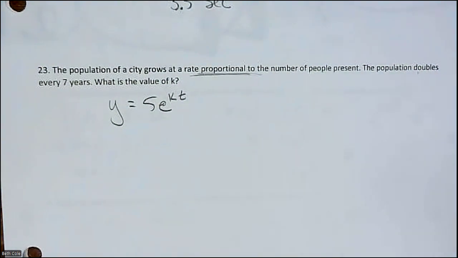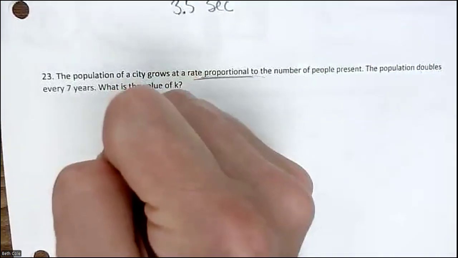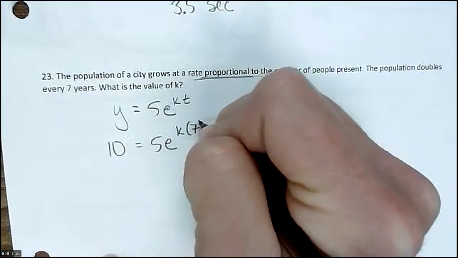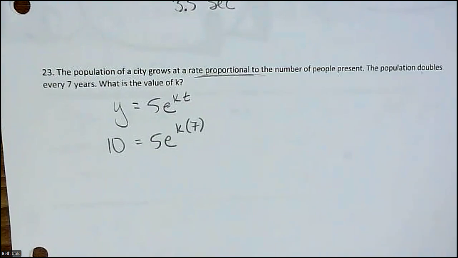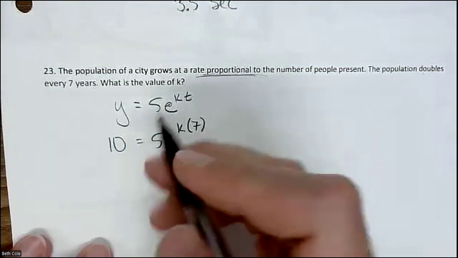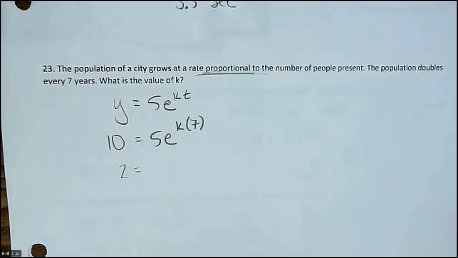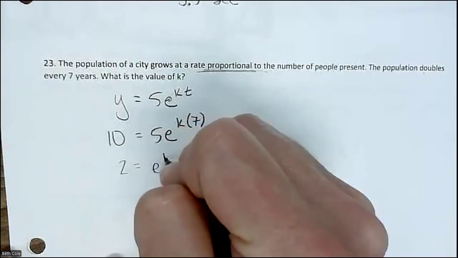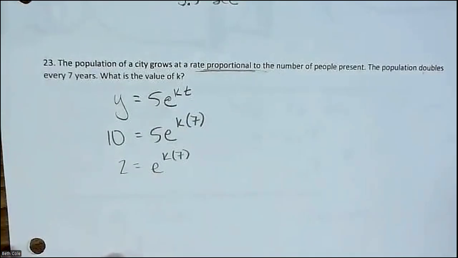But we want it to double. So that would be 10. And it doubles every 7 years. Good. So 10 divided by 5 is 2. If you don't want to make up a number for the population, you can just skip that and go ahead and put a 2 in there. But sometimes that bothers people. So that's why I like to just make something up. All right, 2 equals e to the power k times 7.